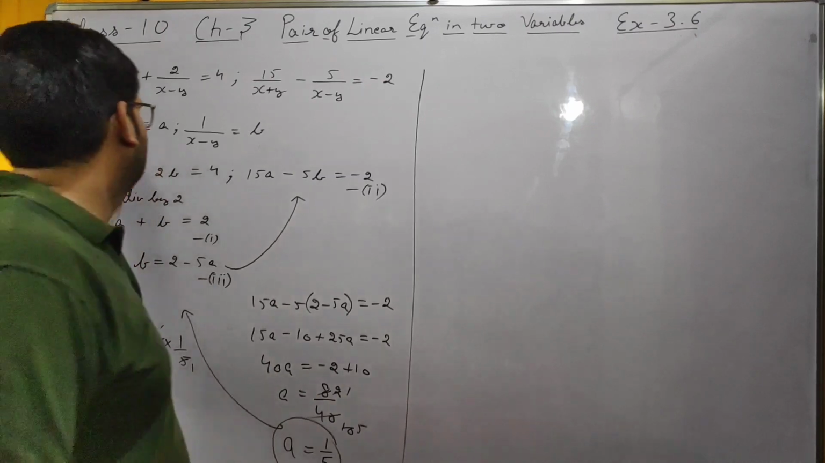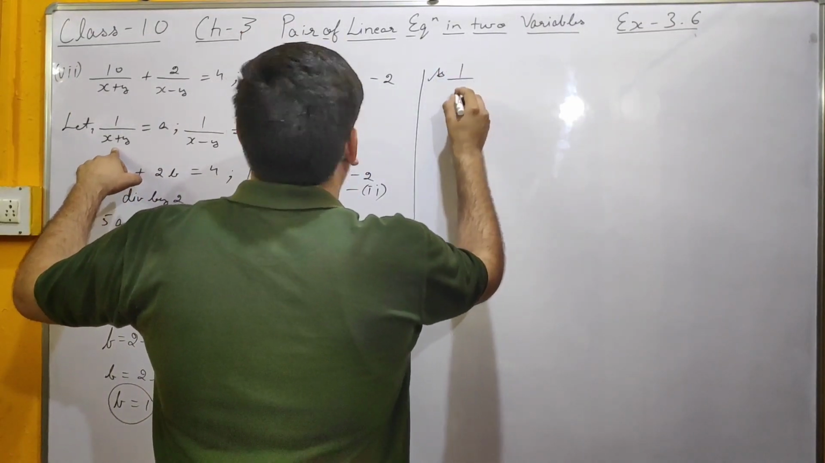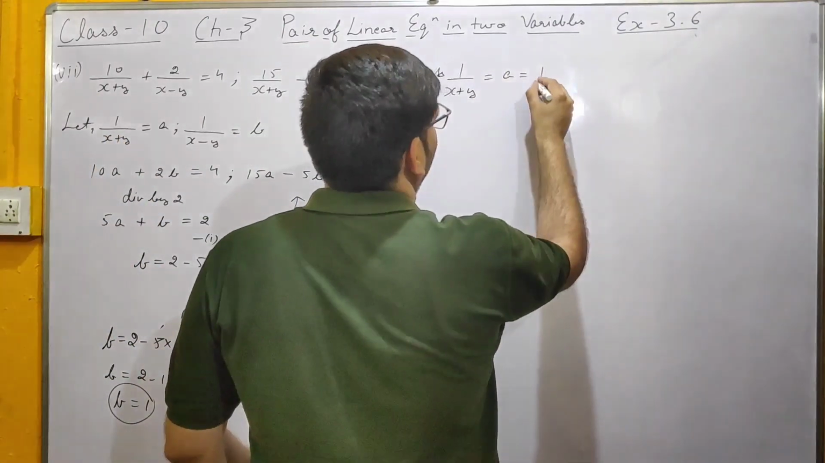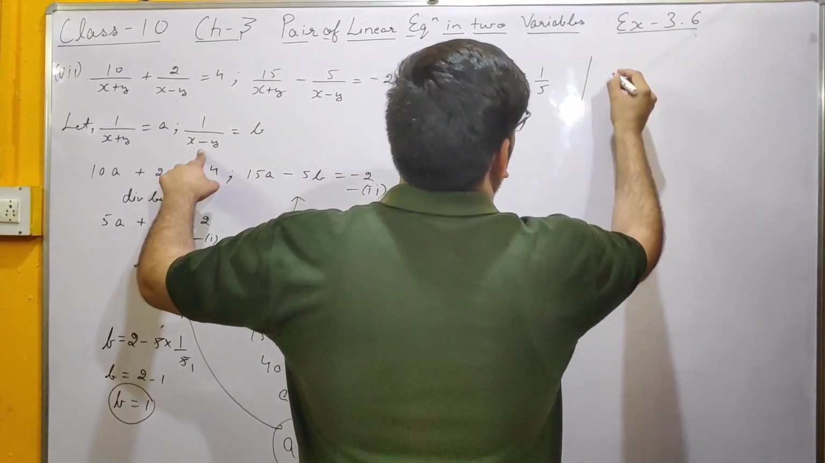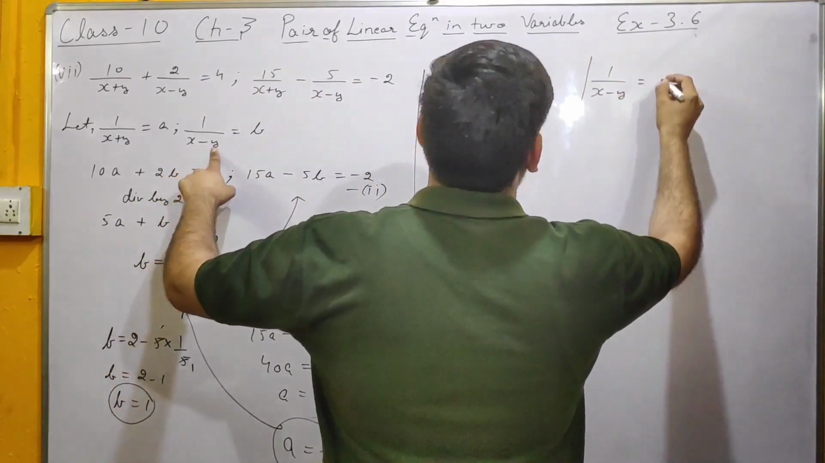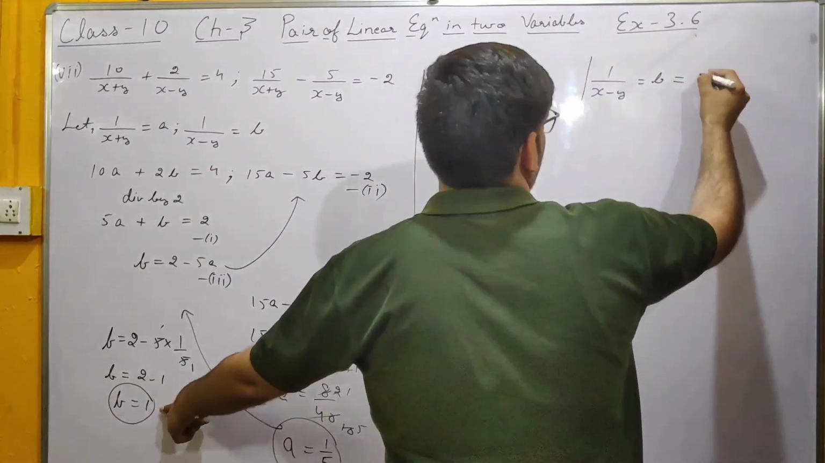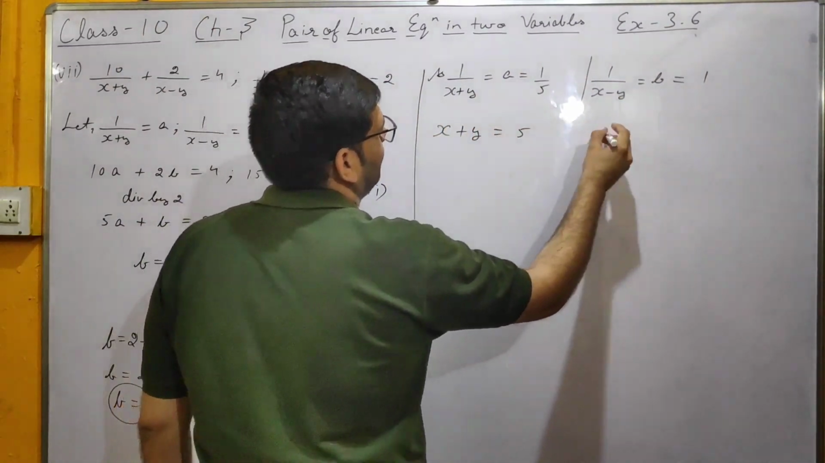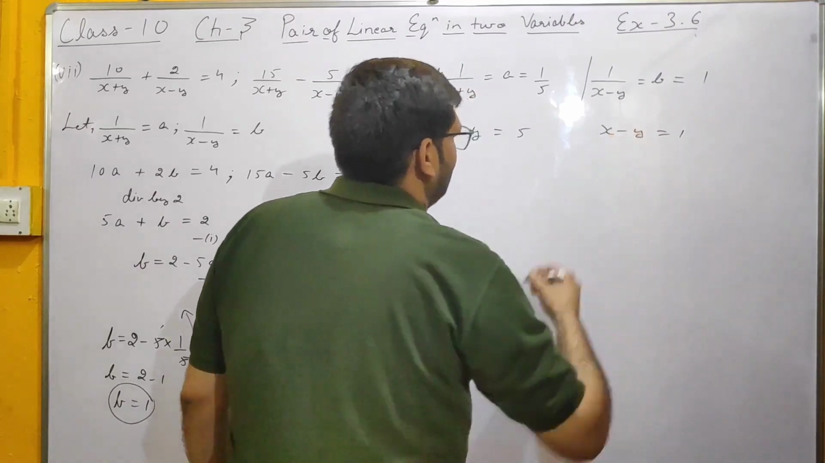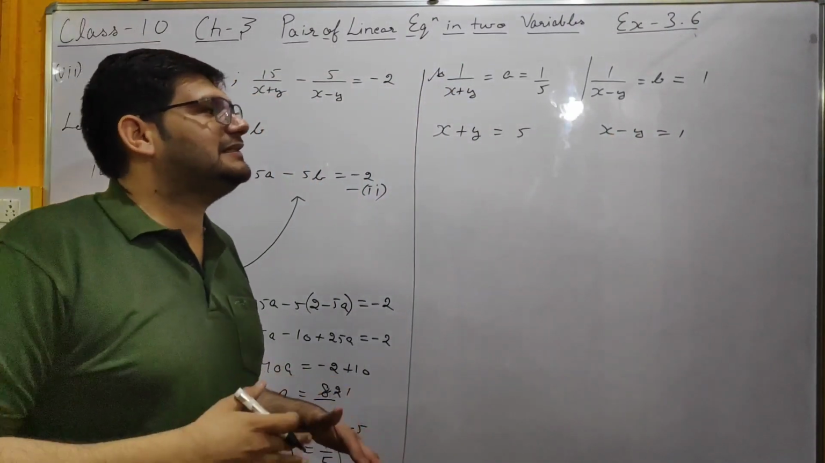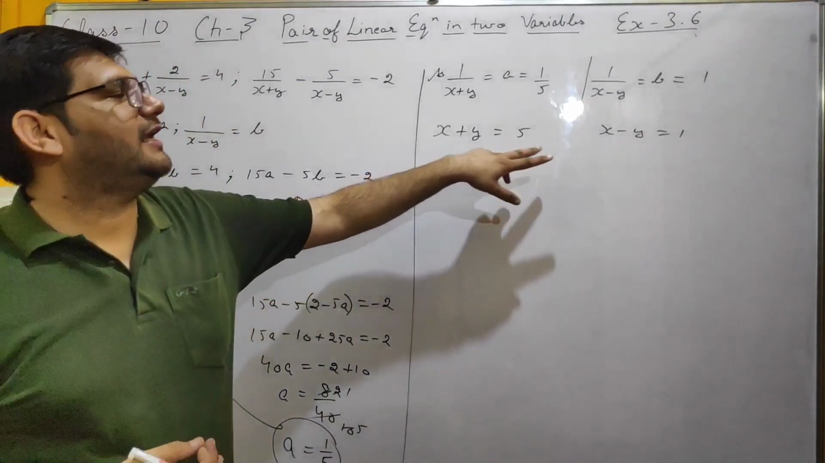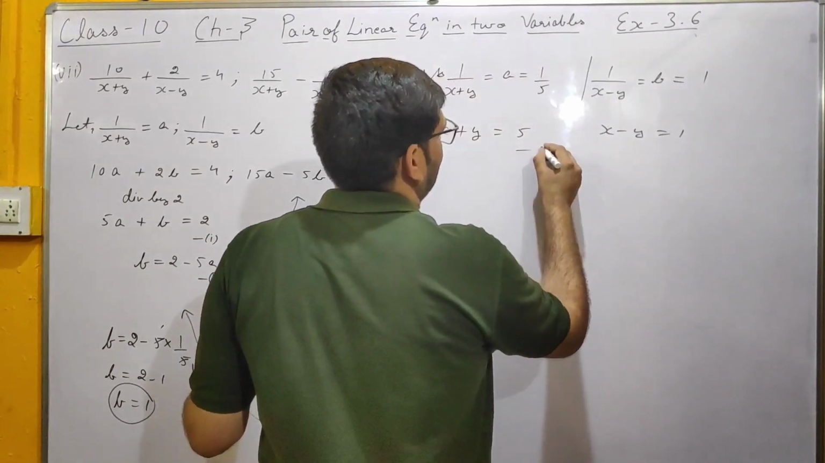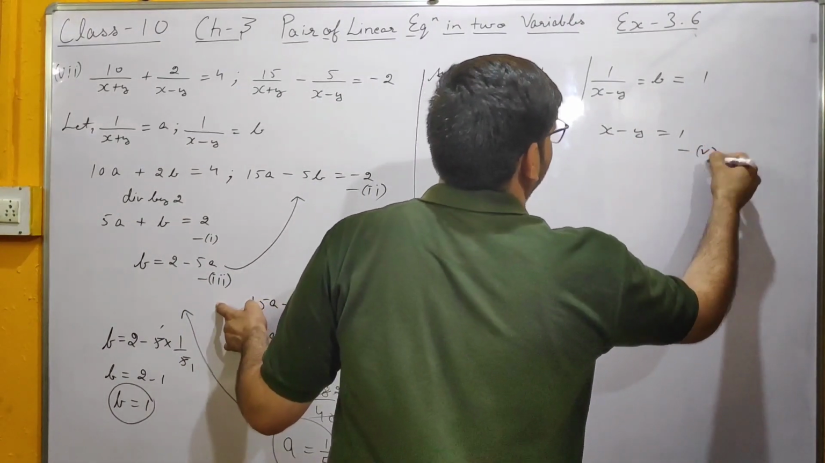So we'll put them back as 1 by x plus y equals a, and a is equal to 1 by 5. And on the other hand, 1 by x minus y equals b, and here it is 1. Now just do the reciprocal. After doing the reciprocal, x plus y equals 5, x minus y equals 1. My dear students, I said that this question is in double step. Again you are getting equations. Again solve them. So we had equations here till 3. Let it be 4 and let it be 5.